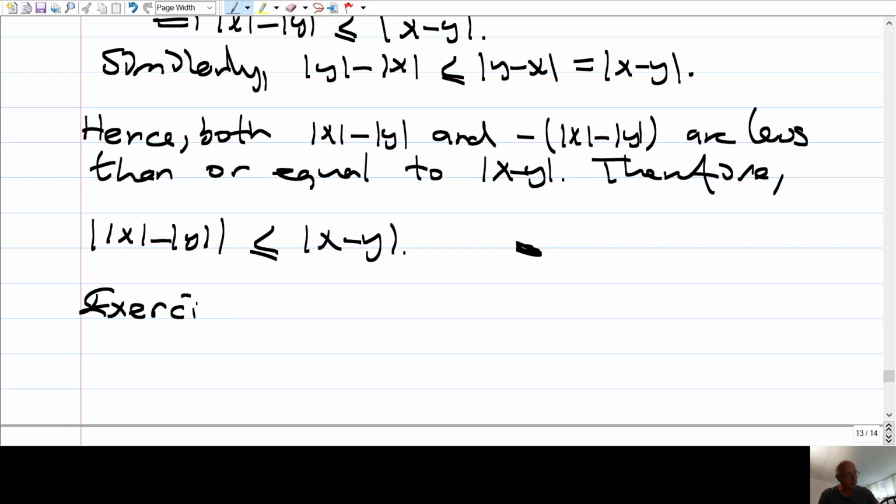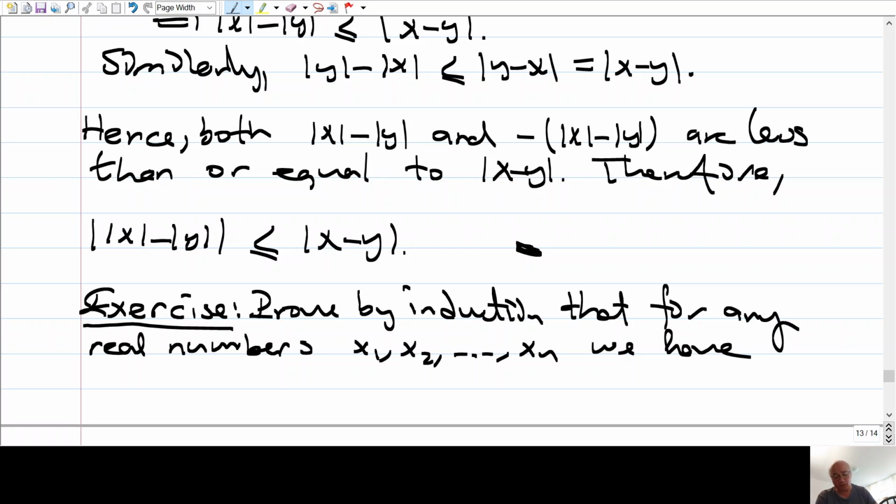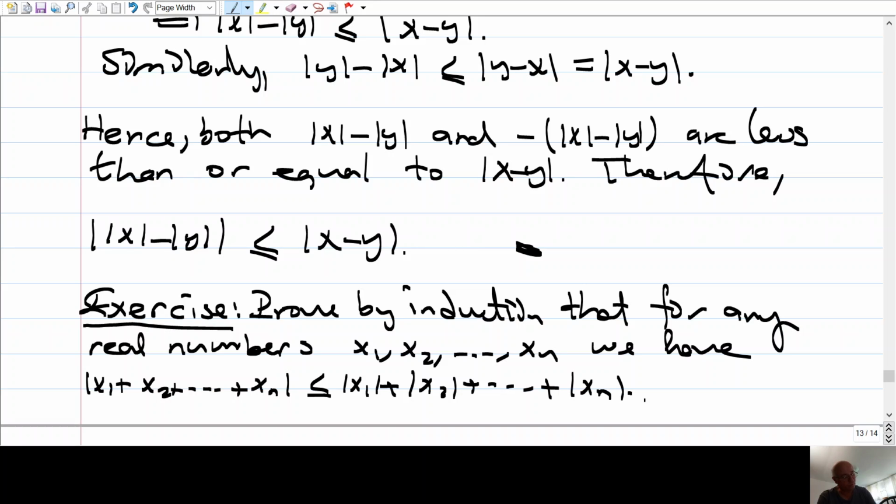I'll finish with an exercise for you. Prove by induction that for any real numbers x1, x2, ..., xn, we have the following inequality: the absolute value of the sum of n real numbers is less than or equal to the sum of their absolute values.